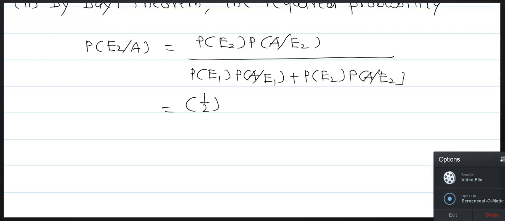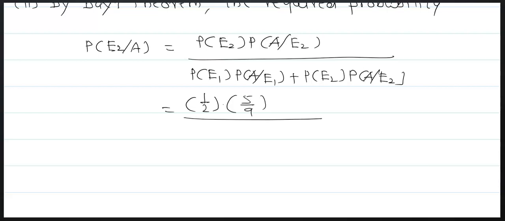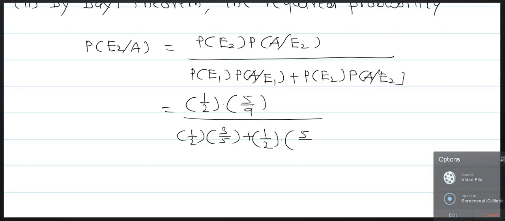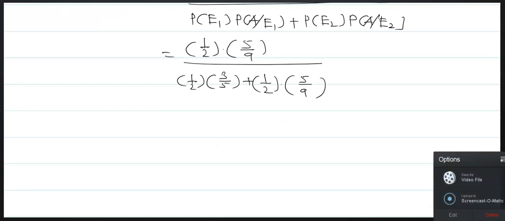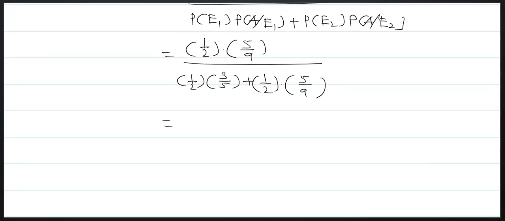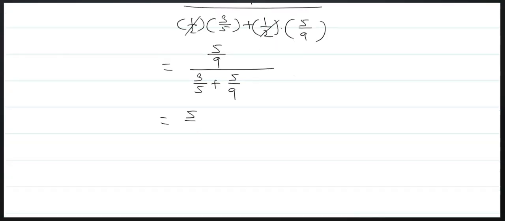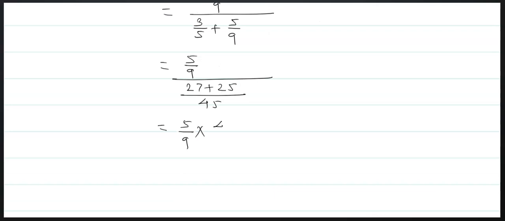Now this is from the second box: the probability of E2 is 1 upon 2, that is 50%, and next is the probability of A, which is 1 upon 2 into 3 by 5 plus 1 upon 2 into 5 by 9, and hence these are the two different formulas we are using for all the problems. The normal calculations are here.